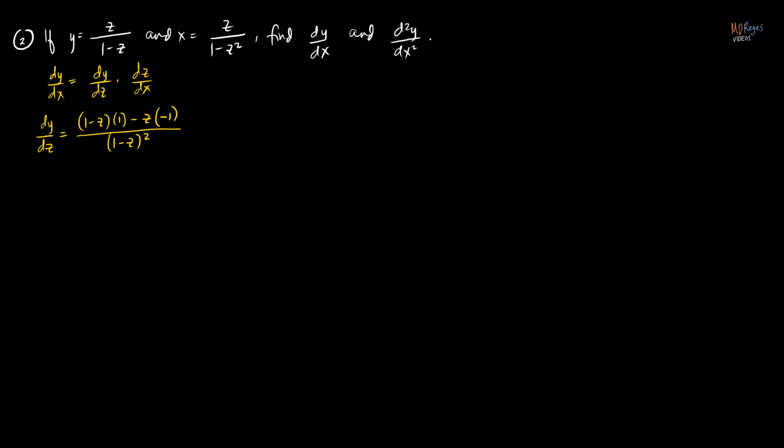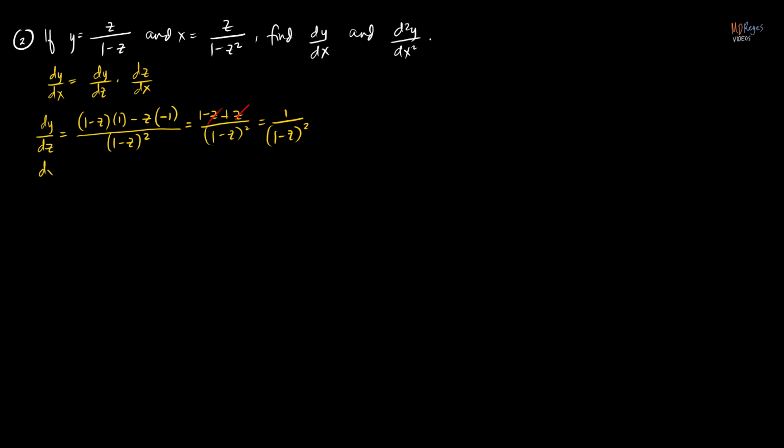So using quotient rule. Simplifying, we'll have 1 minus z minus z times negative 1, so that's plus z over (1 minus z) quantity squared. Okay, z minus z in the numerator is equal to 0. So dy over dz is equal to 1 over (1 minus z) quantity squared.